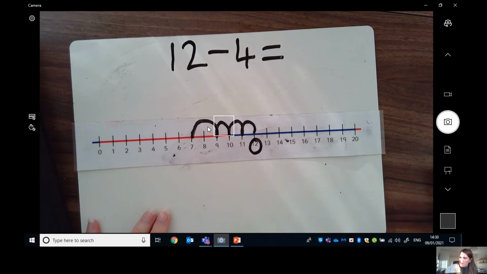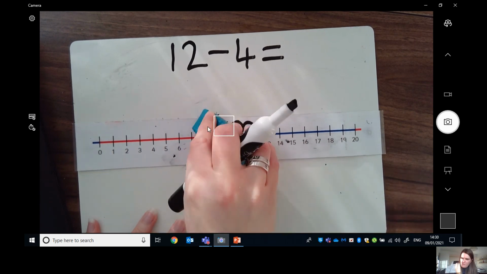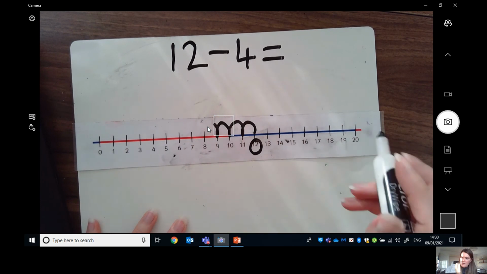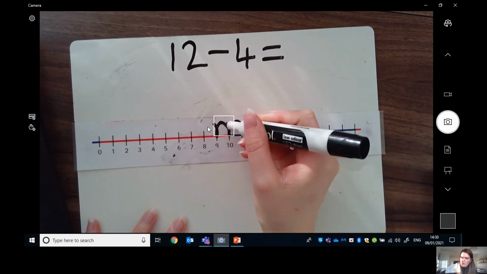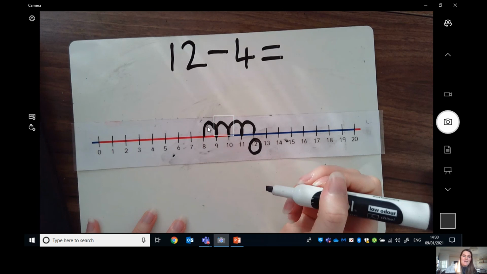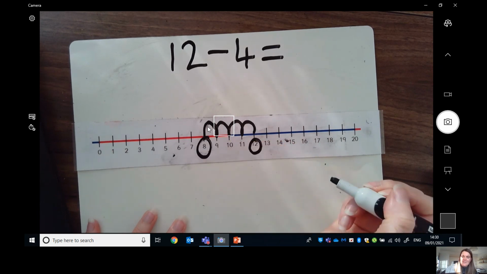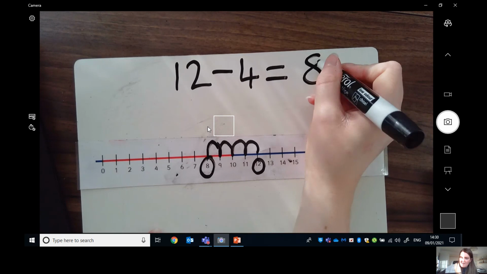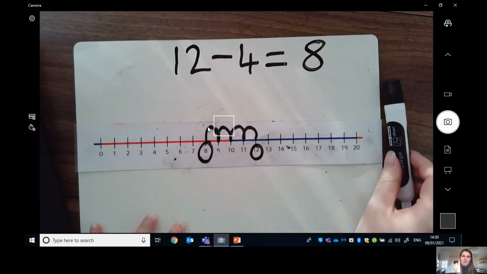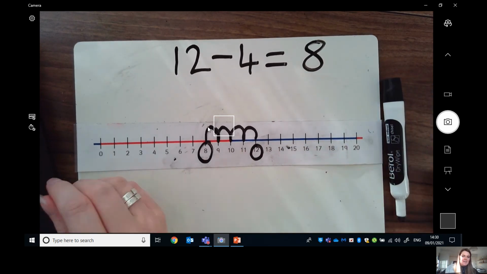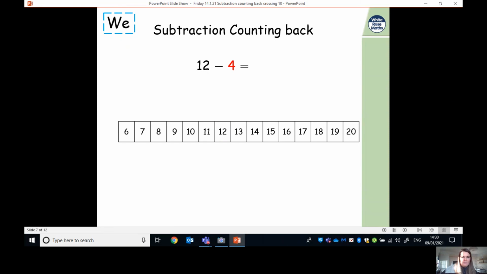Oh, my jump's too big. Very good, thank you. Let's do that again. 1, 2, 3. Better? Great. You did your 4 jumps. What number did you land on? 8. Fantastic. So 12 minus 4 is 8. Brilliant. Let's see in action one more time.